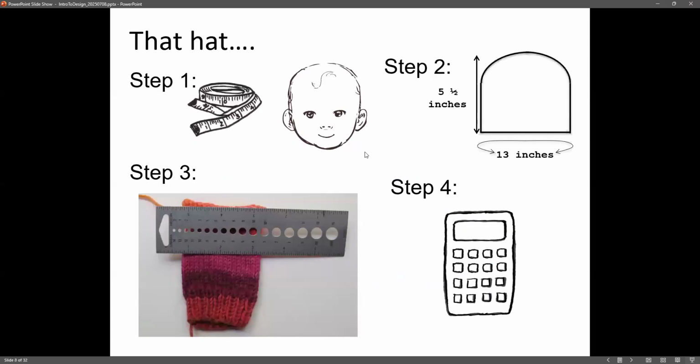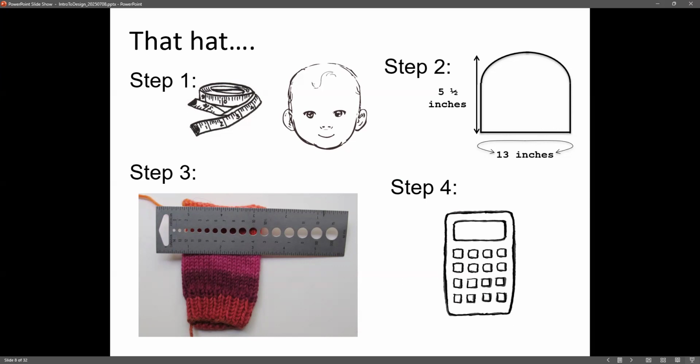So we're going to make a hat. Step one is decide who it's for. And let's say I'm going to make a baby hat. So if I'm going to make a baby hat, I need to know how big a baby's head is, right? So that's question one. How big is the baby head? Once I've made the decision about the style, step one, how big is the baby head? Step two is decide how big the hat is. Step three is, well, there's my gauge so that I can figure out how many stitches to cast on. And step four would be those calculations.